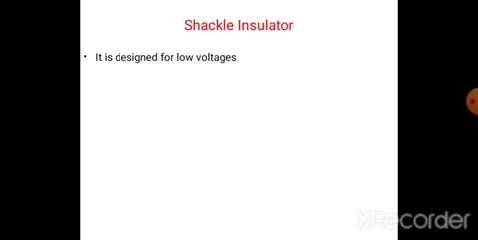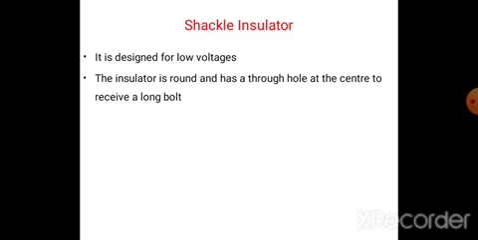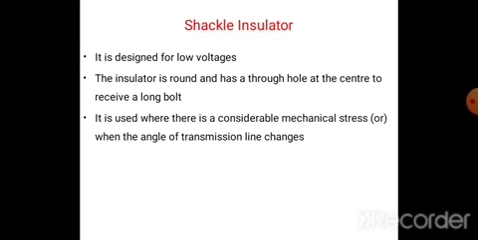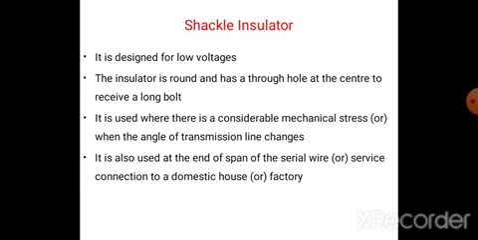The shackle insulator is designed for low voltages. The insulator is round and has a through hole at the center to receive a long bolt. It is used where there is considerable mechanical stress or when the angle of the transmission line changes. It is also used at the end of the span of the aerial wire for service connection to a domestic house or factory.